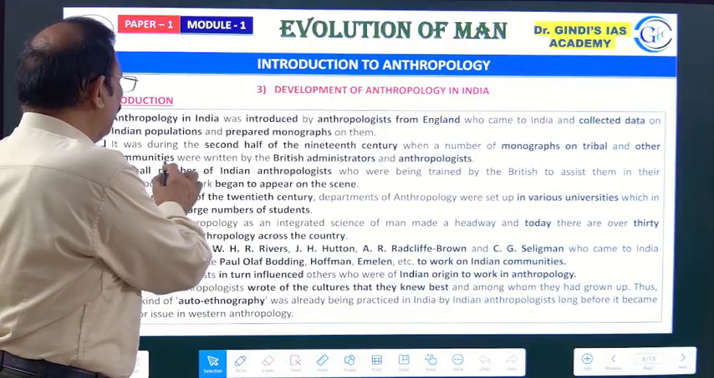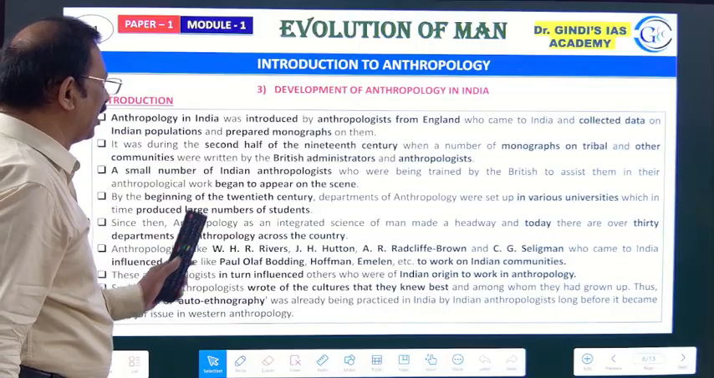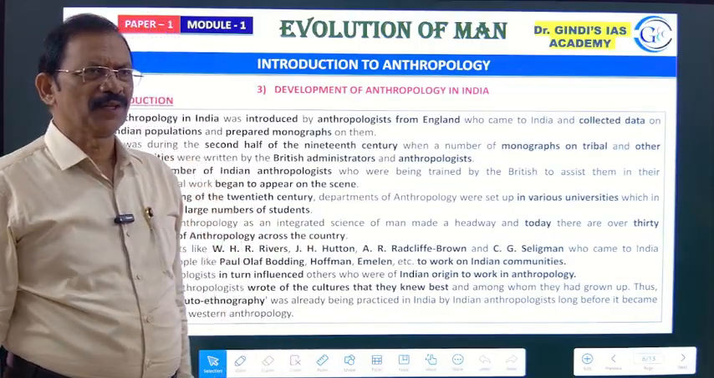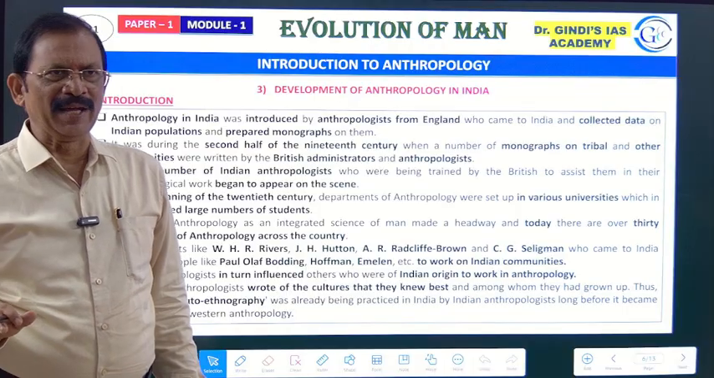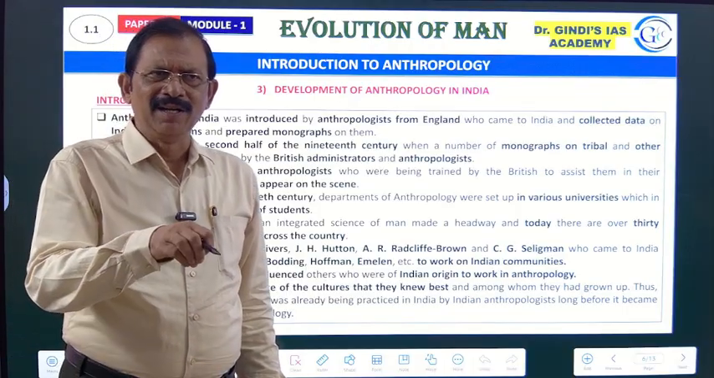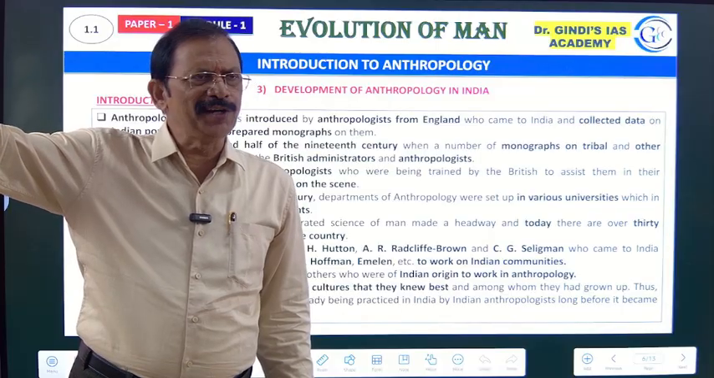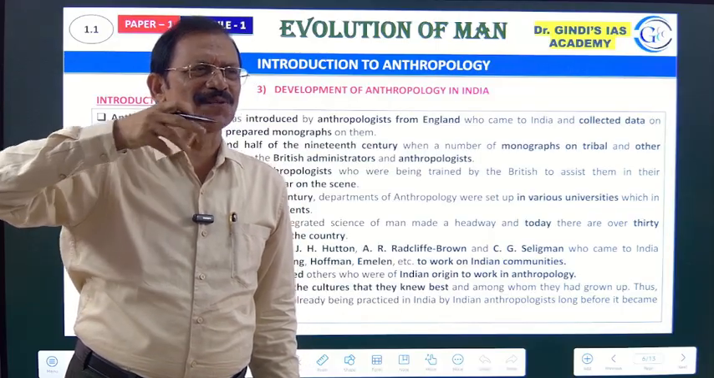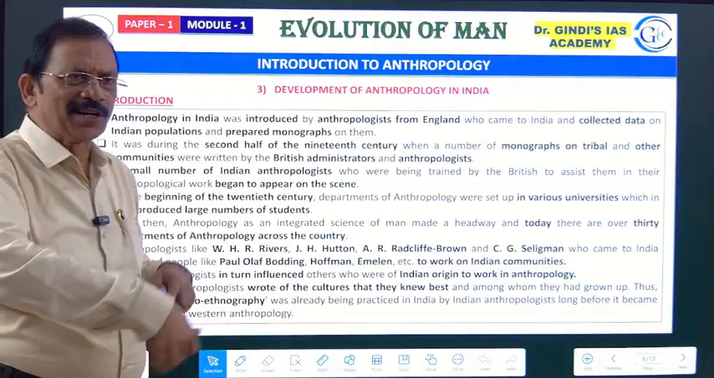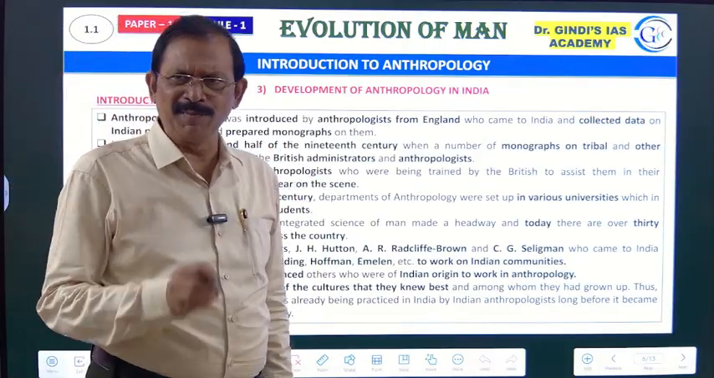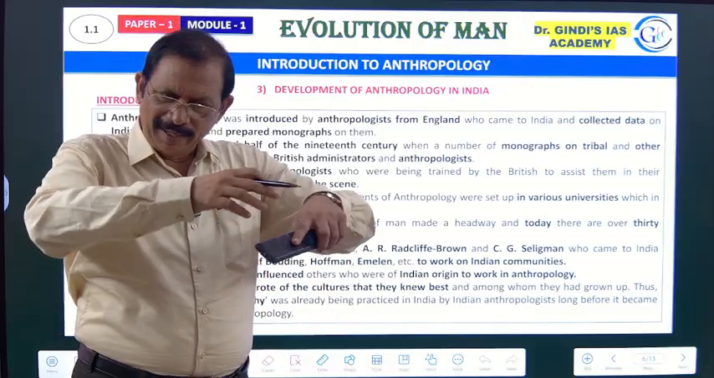Then it was during the second half of the 19th century that a number of monographs on tribal and other communities were written by British administrators and anthropologists. That was the beginning of the development of anthropology in India. For the first time, to collect data, they took interest in the tribal people and communities living under colonial administration, and of course their intricacies were also of interest to the people who ruled our country. So to collect the data, they started to publish monographs. Monographs means they published books by surveying and collecting information.